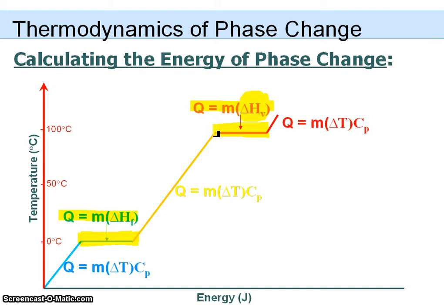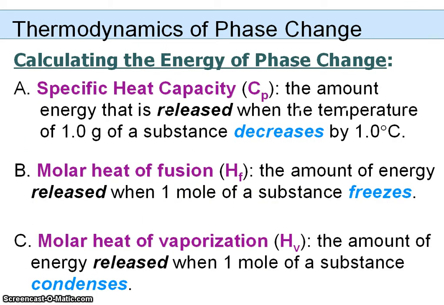Again, to simplify this, we're always just going to use our Q. We're going to make our energies a positive value, and we're just going to refer to them as being either absorbed or released. So just to emphasize that specific heat capacity refers to the energy involved in energy being released or absorbed. We can also sort of change these definitions around to say that specific heat is the amount of energy released when the temperature decreases. And likewise, molar heat of fusion is the amount of energy released when the substance freezes, and vaporization is the amount of energy released when the substance condenses.